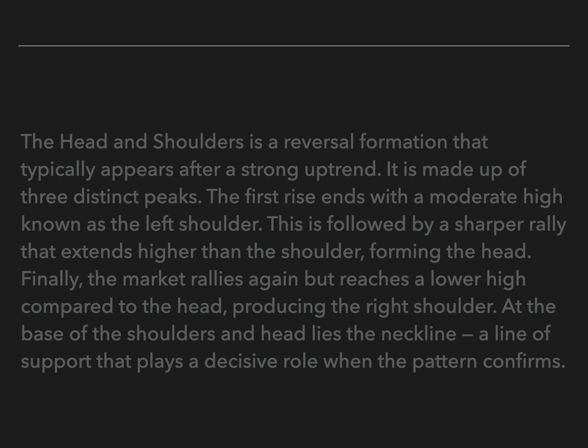At the base of the shoulders and the head lies the neckline, a line of support that plays a decisive role when the pattern confirms. This structure represents fading momentum. The left shoulder reflects the first sign of resistance, and the head signals one of the final bursts of buying enthusiasm. But the inability to reach a higher point in the right shoulder shows the demand is weakening. The neckline becomes the level everyone's watching. Once broken, it signals a loss of upward control.